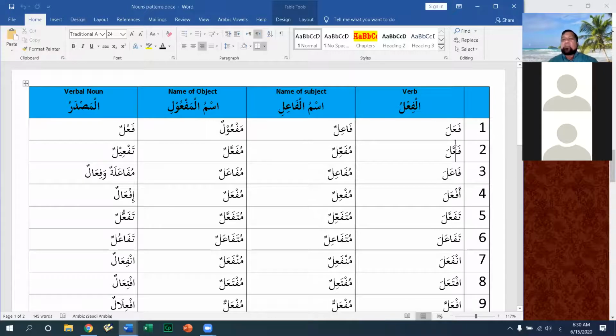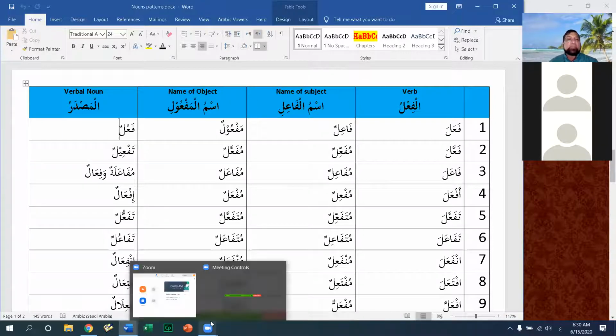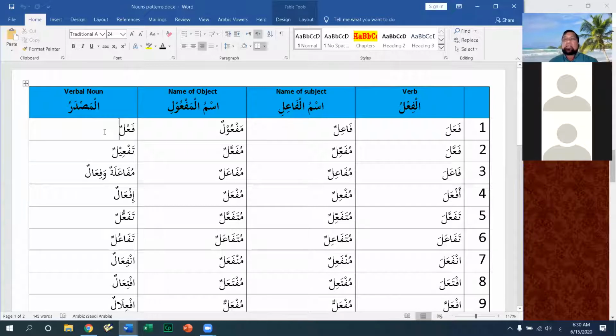So if we have a verb on fa'ala, the pattern would be a clear pattern. Fa'ala, we have two patterns. Af'ala, there's a single pattern. But when it comes to fa'ala, there are many patterns for the masdar. So I only gave you one. Examples would be nasara, nasran, and darasa, darsan, and qatala, qatlan. But we have many other patterns for the verb that comes on fa'ala or fa'ila or fa'ula.